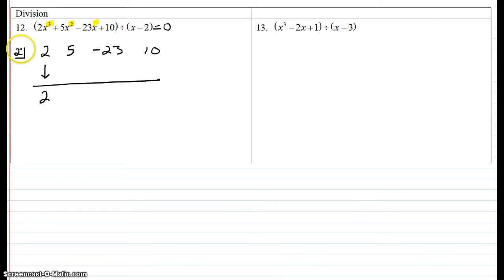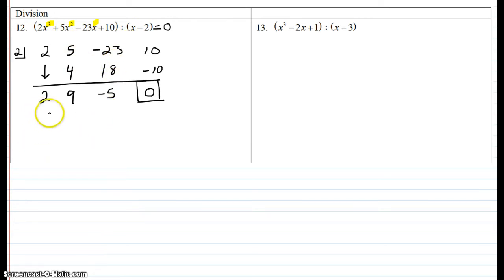and now we multiply. 2 times 2 gives us 4. 5 plus 4 is 9. Now we go 2 times 9 is 18. Negative 23 plus 18 gives us negative 5. And negative 5 times 2 is negative 10. And 10 minus 10 is 0. So this 0 is our remainder. And so what that basically means is that x minus 2 is a factor of that. Not quite what the question was asking.